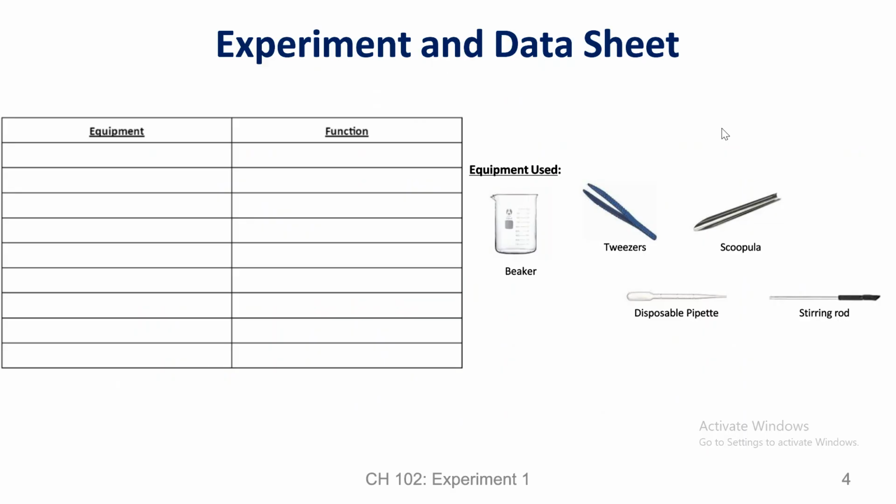The equipment we'll be using for this lab will be the beaker, the disposable pipette, and the stirring rod. I want you to list the equipment on the left and list their function on the right. We will be discussing their function one more time. So again, pause the video as we are going through the equipment and function and write it in your lab.